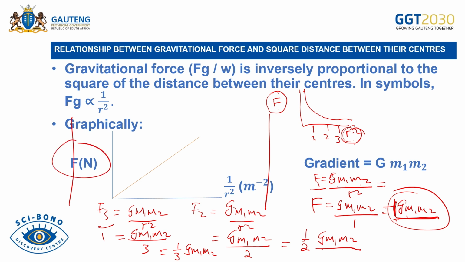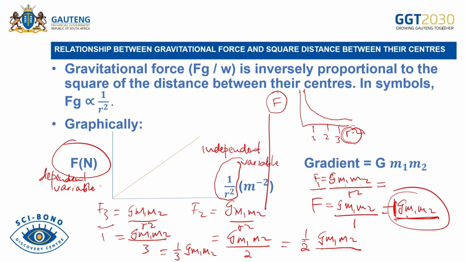Now let's look at this graph. What am I having as my dependent variable? It's F. So this one is the dependent variable. This is my dependent variable. Then what is my independent variable? It's not R squared, but what is given here is this 1 over R squared. So this is going to be the independent variable.